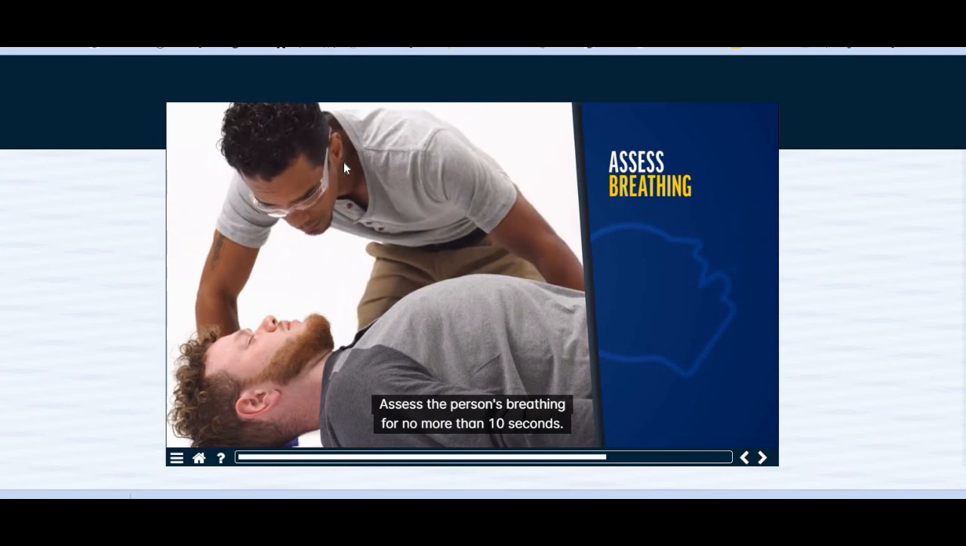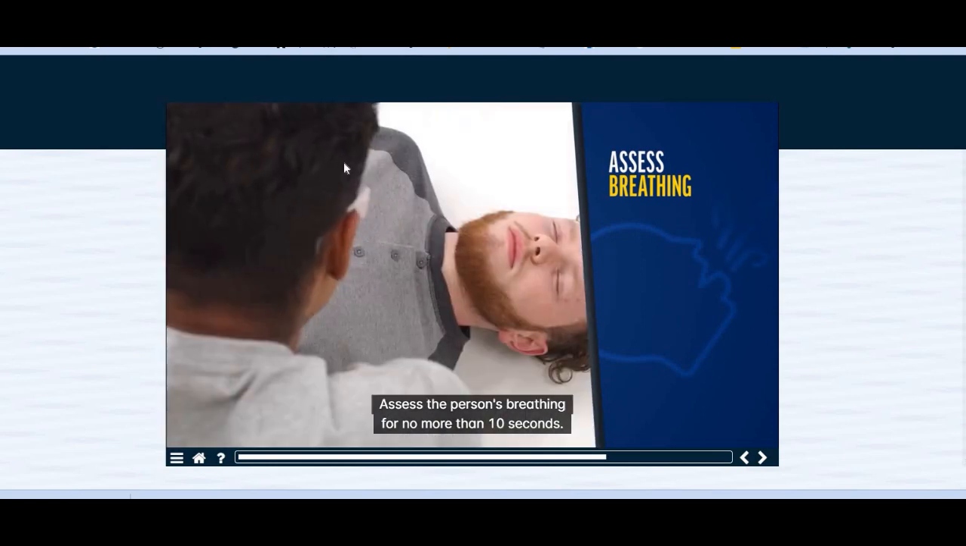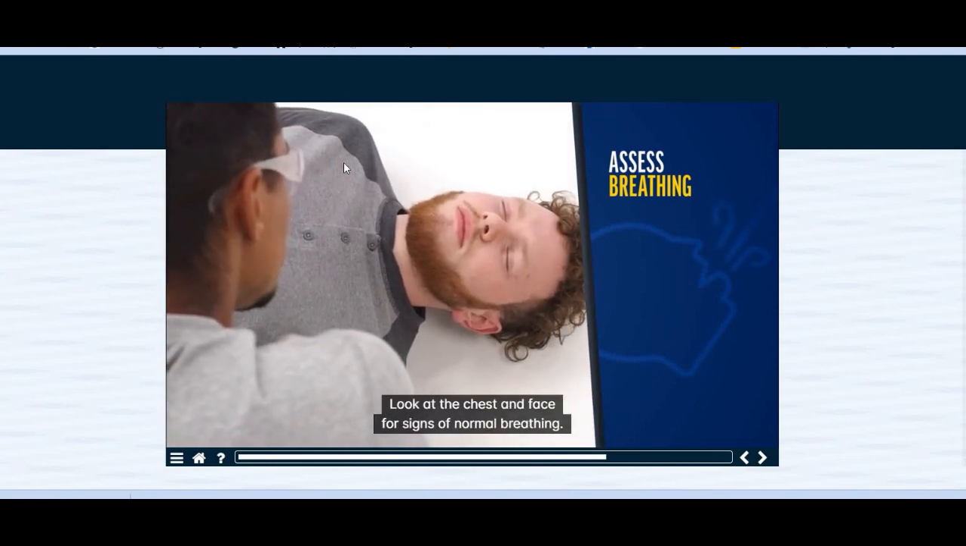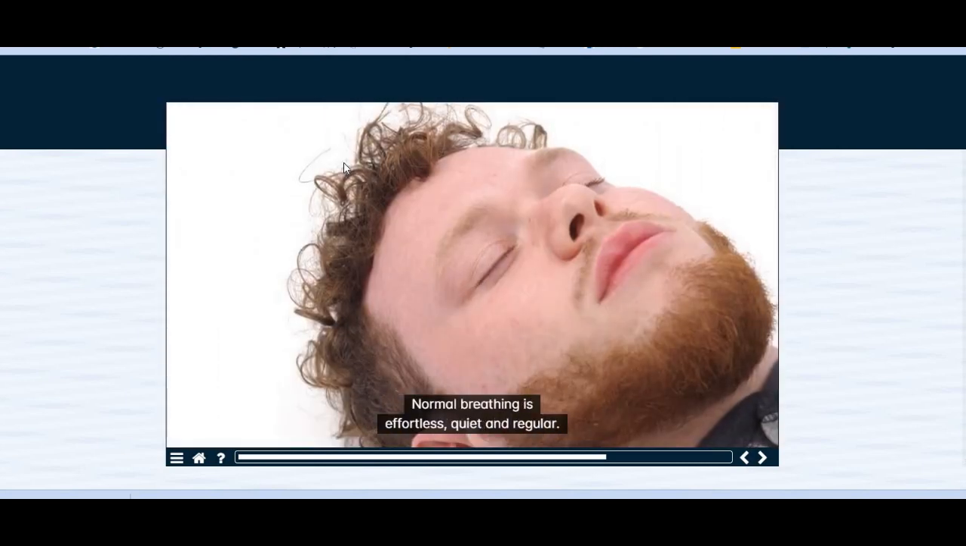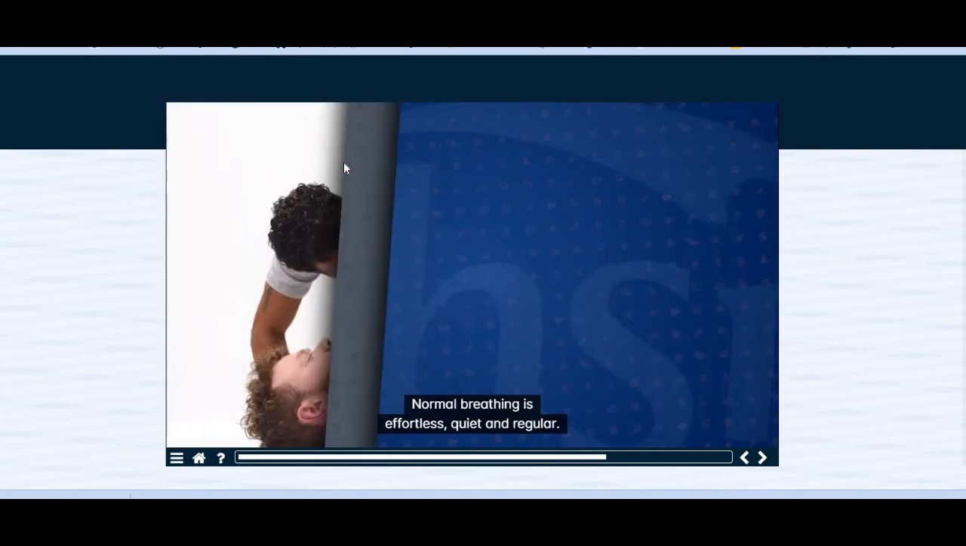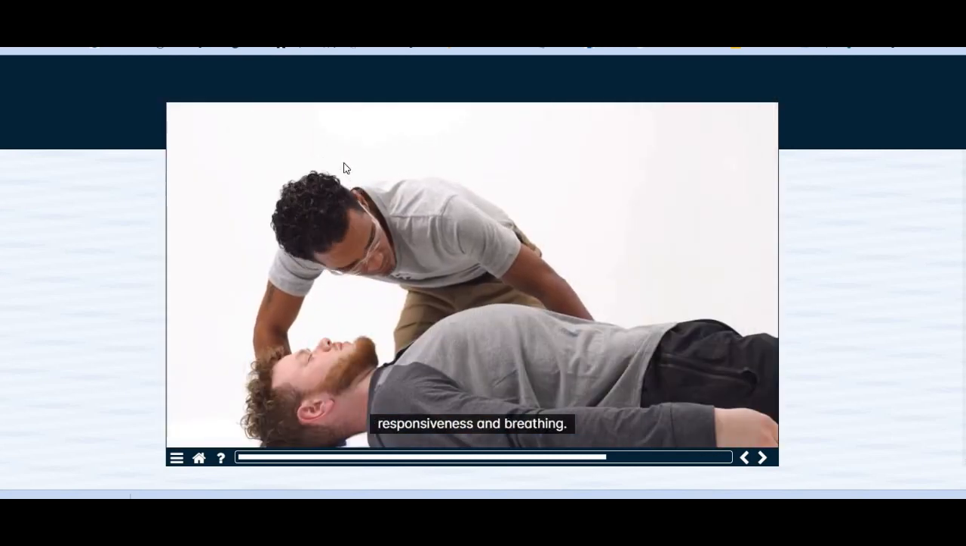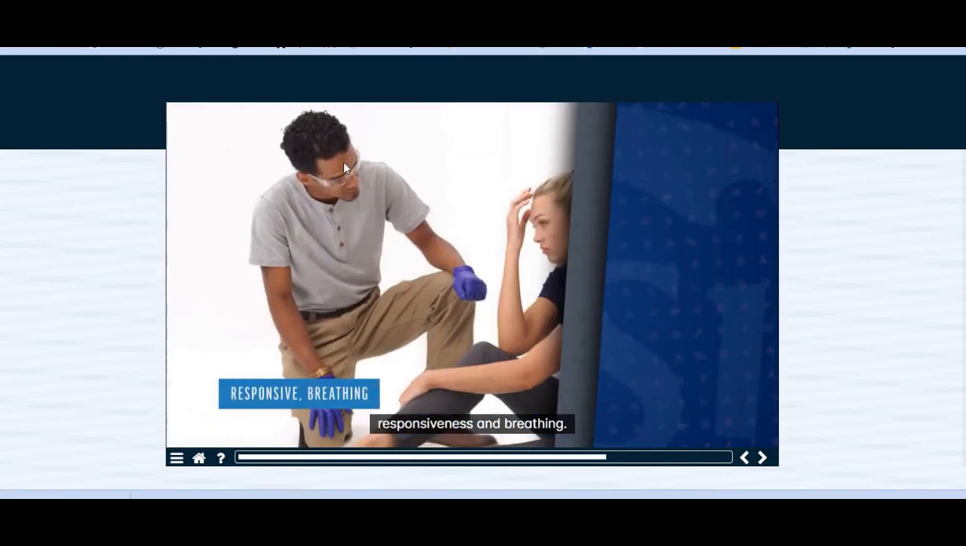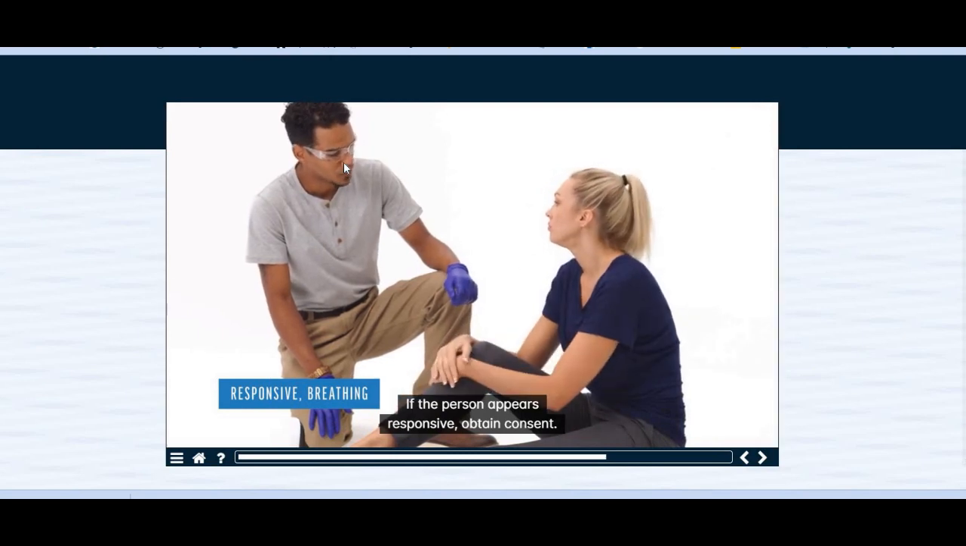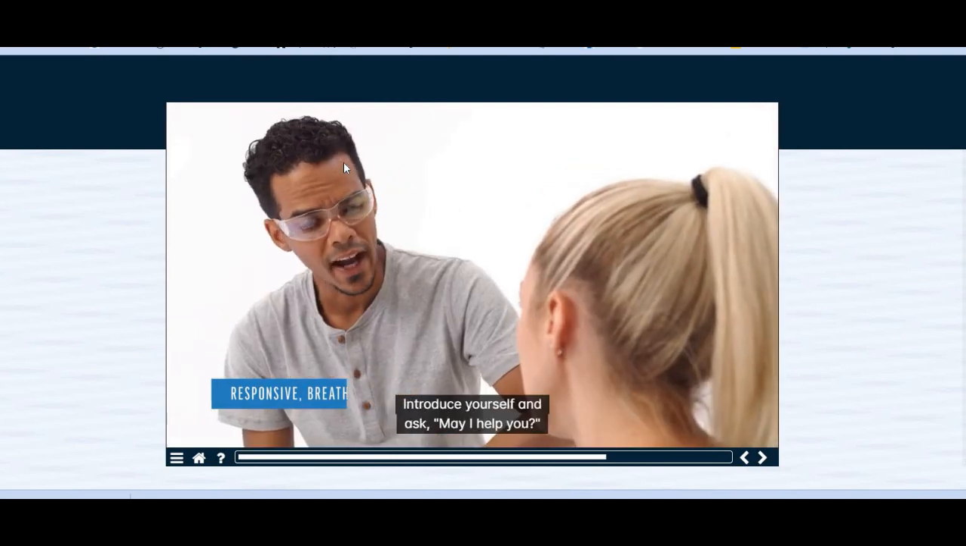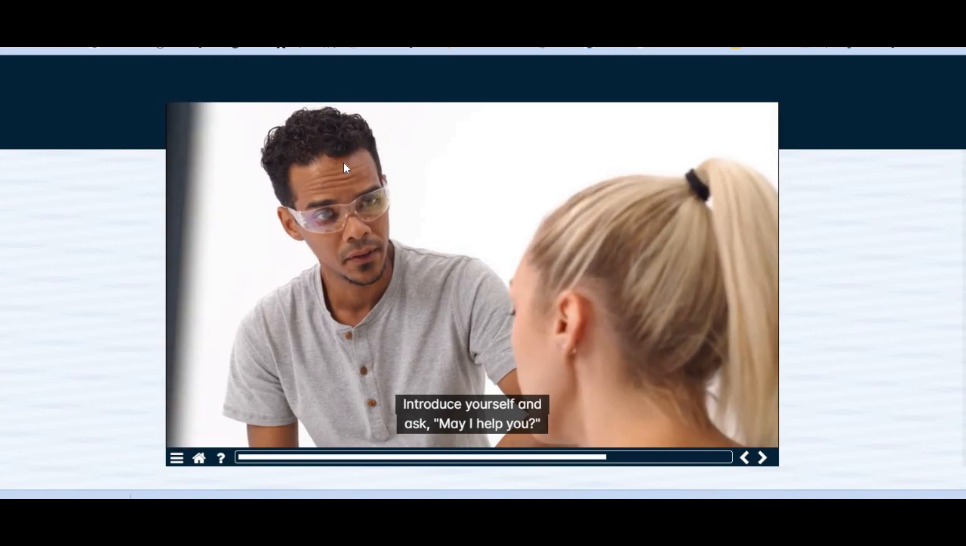Assess the person's breathing for no more than 10 seconds. Look at the chest and face for signs of normal breathing. Normal breathing is effortless, quiet, and regular. Take action based on the person's responsiveness and breathing. If the person appears responsive, obtain consent. Introduce yourself and ask, "May I help you?"